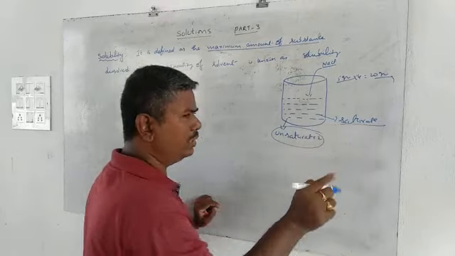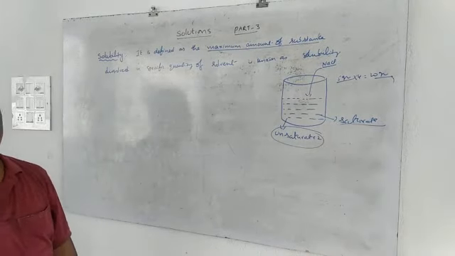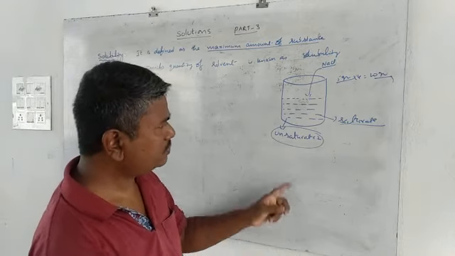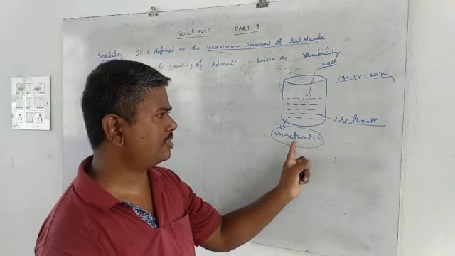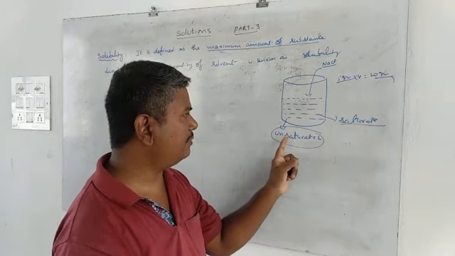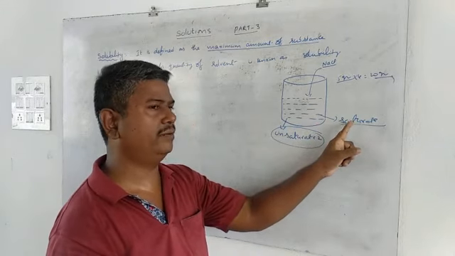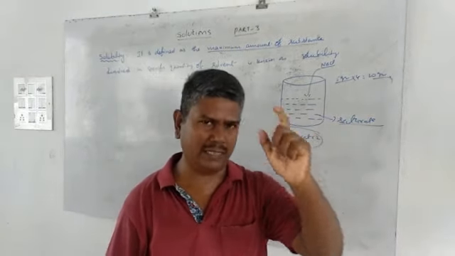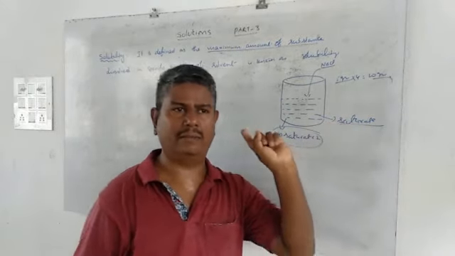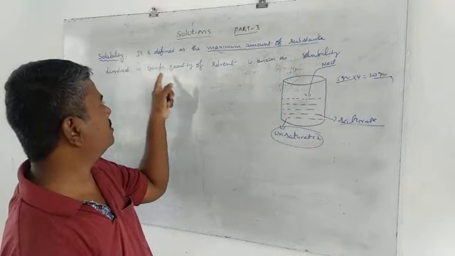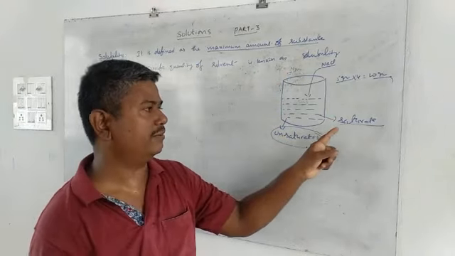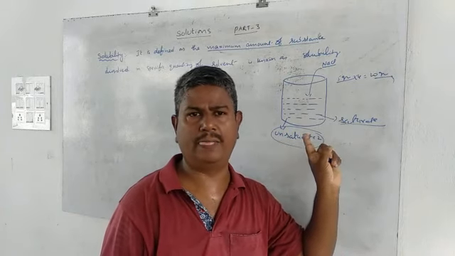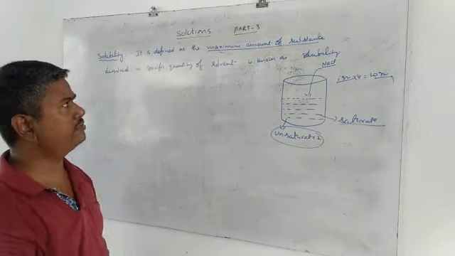I think you learned about saturated, unsaturated and supersaturated solutions in your previous class, that means in 10th class or whatever it may be. So whenever a solution is saturated, the maximum extent of solute has been dissolved. That means the maximum amount of substance that will dissolve is said to be which one? The solubility of the solute. Clear now?